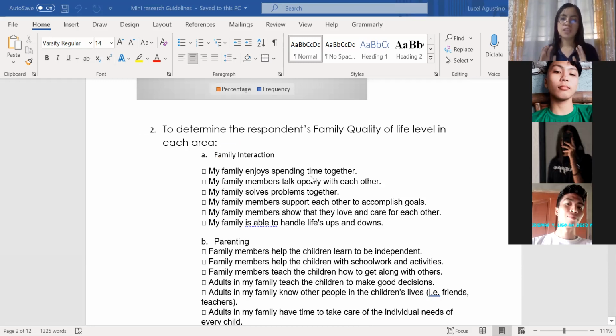And then for objective 2, to determine the respondent's family quality of life level in each area. So I will show you the example. Sorry siya. Amo ni siya ang ginhatag ni Chris, ni Leonard kag ni Gracia. So thank you so much for that.